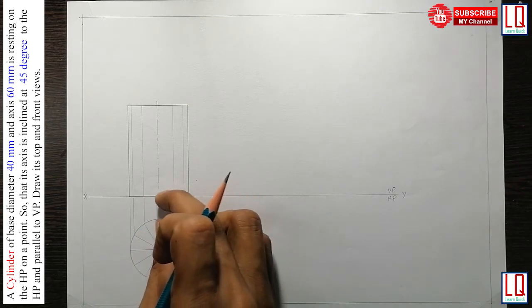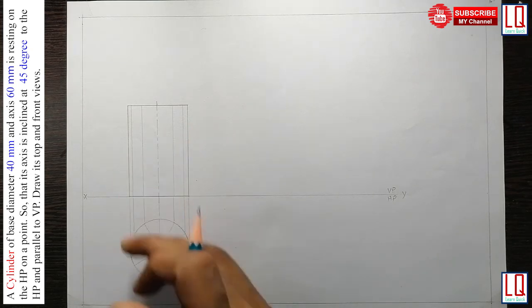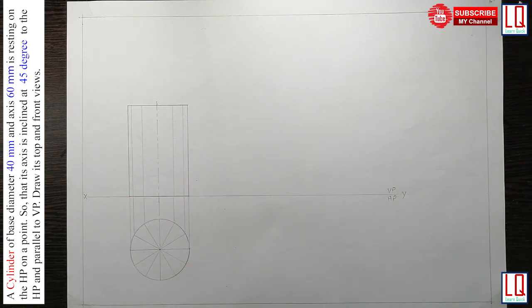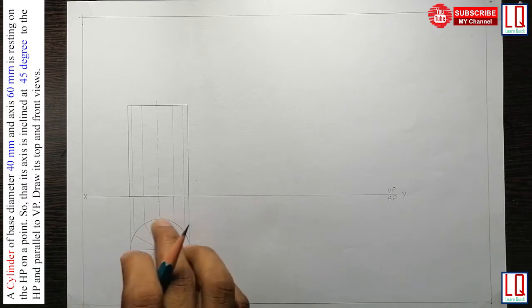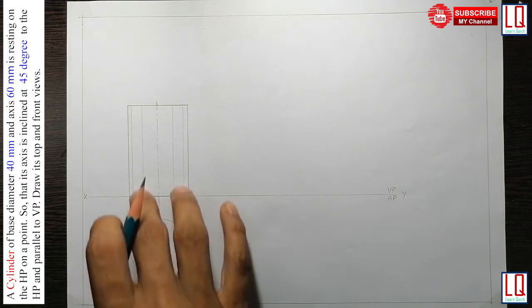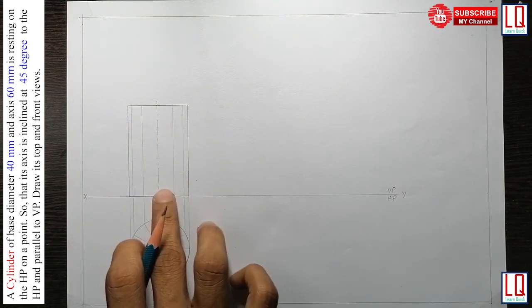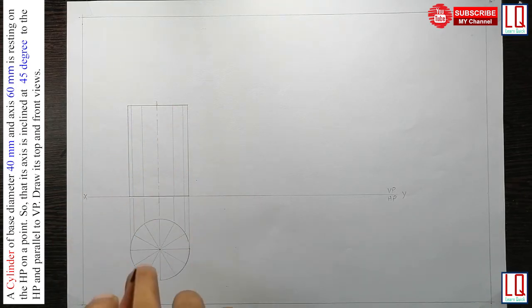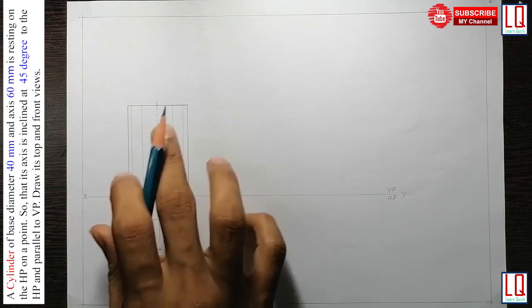We leave an appropriate distance between the vertical plane and this cylinder, and we have drawn a circle of diameter 40 mm, and I have divided this circle into 12 equal parts, 12 arbitrary points. If you want 12 parts, we can take 30 degrees. If you want 8 parts, you can take 45 degrees each. After completing this, project all these arbitrary points to the front view to get the front view of the cylinder. The axis length is going to be 60 mm.